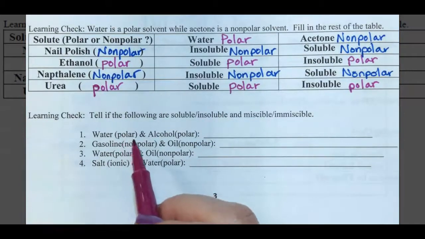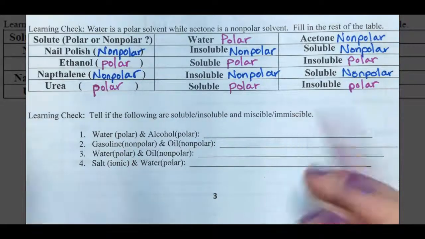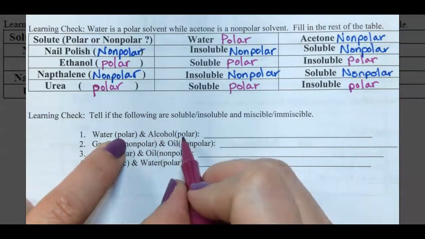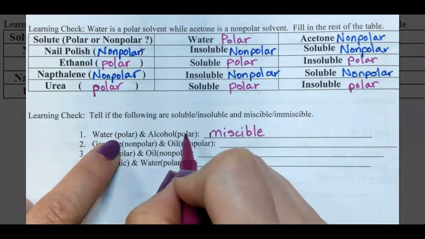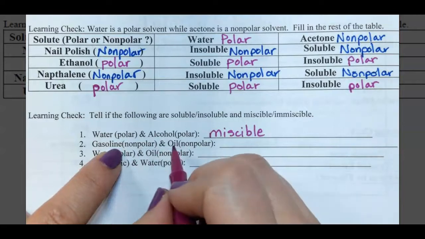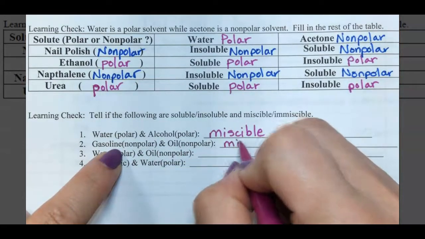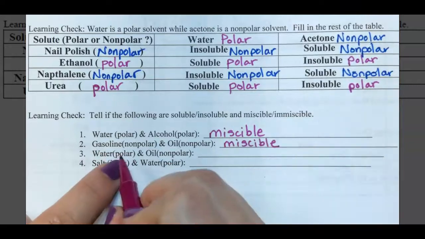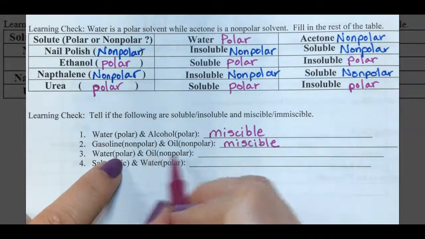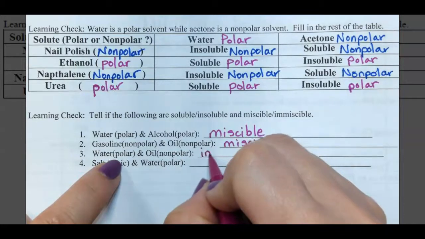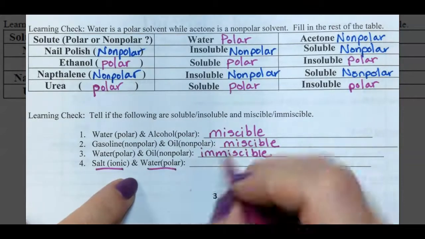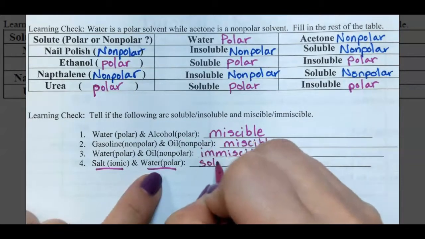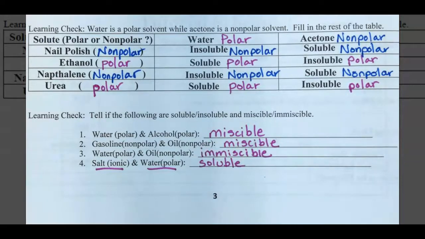All right, down here, tell me if the following are soluble, insoluble, miscible, or immiscible. So if water's polar and alcohol is polar, they will be miscible because like dissolves like. Gasoline, nonpolar, oil, nonpolar, those will be miscible because like dissolves like. Water is polar, oil, nonpolar, they're not alike, so this is immiscible. And then salt is ionic, and because water is polar, that is going to be soluble. And really, in real life, salt does dissolve in water, and so that makes it soluble.